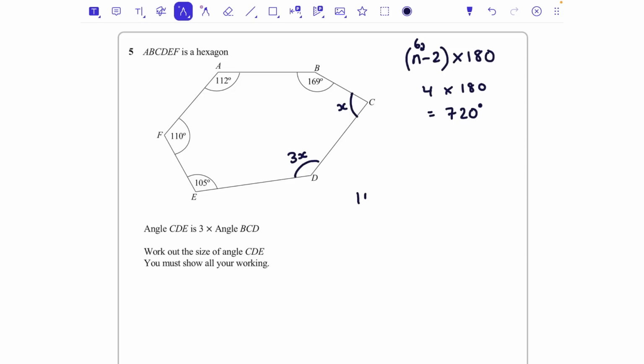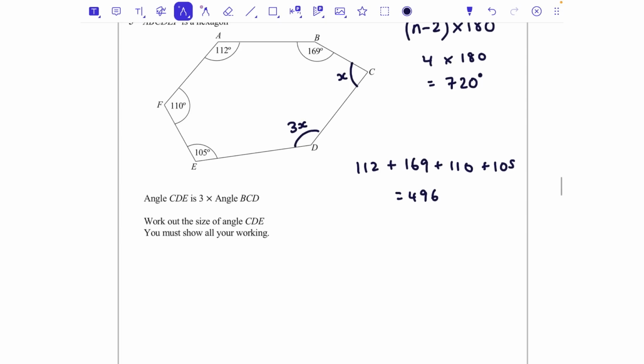I'm going to start by adding together what we already know. 112, add 169, add 110, add 105. Let's add those 4 values together. That adds up to 496. And I then need to take that away from 720.